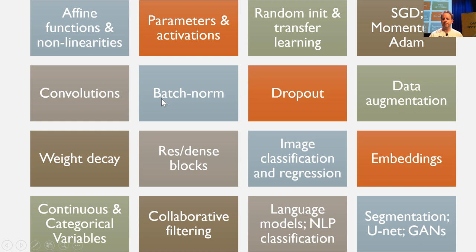And then today we've learned about res/dense blocks. We've obviously learned a lot about image classification and regression, embeddings, categorical and continuous variables, collaborative filtering, language models and NLP classification, and then segmentation, UNet and GANs. So go over these things and make sure that you feel comfortable with each of them. If you've only watched this series once, you definitely won't. People normally watch it, you know, three times or so to really understand the detail.